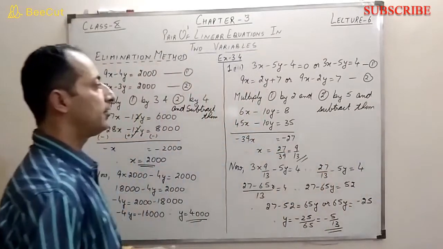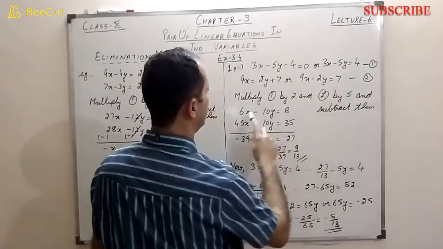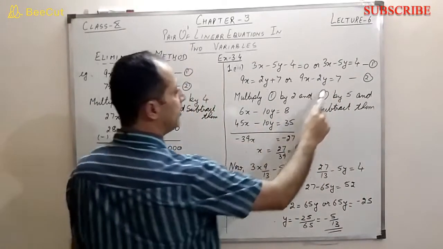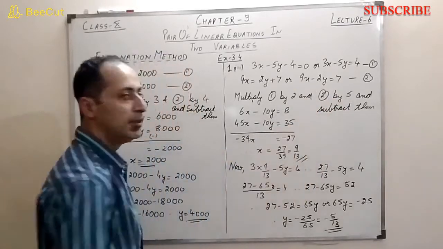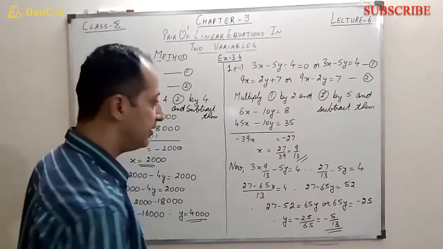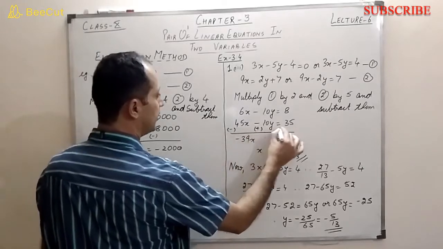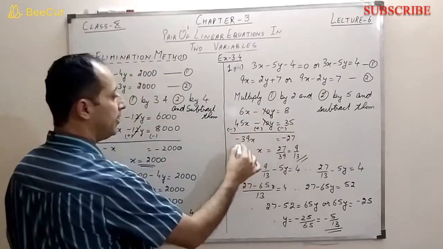Now the first step is to multiply. I multiply this equation by 2, so this is 6x minus 10y equals 8, and I multiply this equation by 5, this is 9 fives are 45x minus 10y equals 35. Now the next step is to subtract, so I have to change the signs. This is minus, this becomes plus, and this becomes minus. So on subtracting, these two get cancelled. What is left?